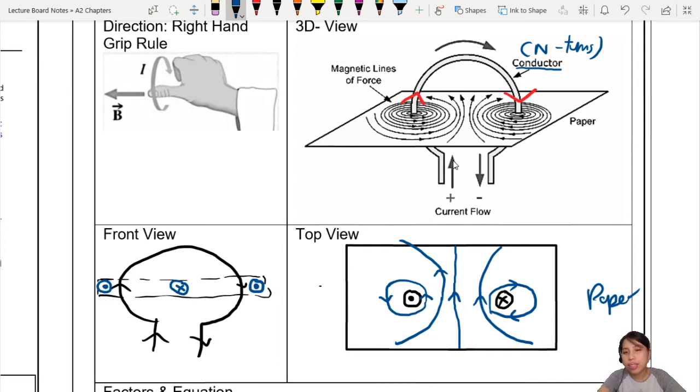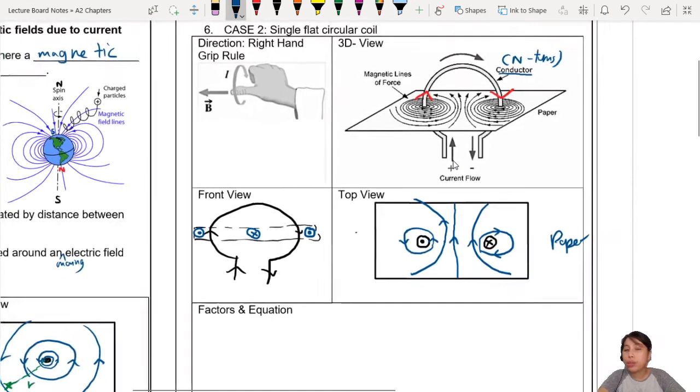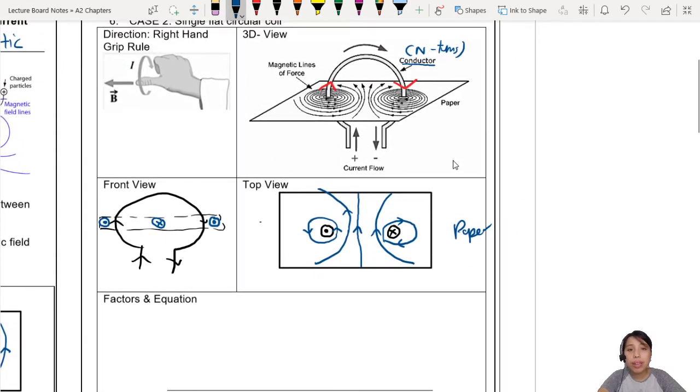How many turns there are. There is an equation for it. They usually, again, will give it to you. But FYI, here's how the equation looks like. The magnetic field strength in the middle right here, X marks the spot.